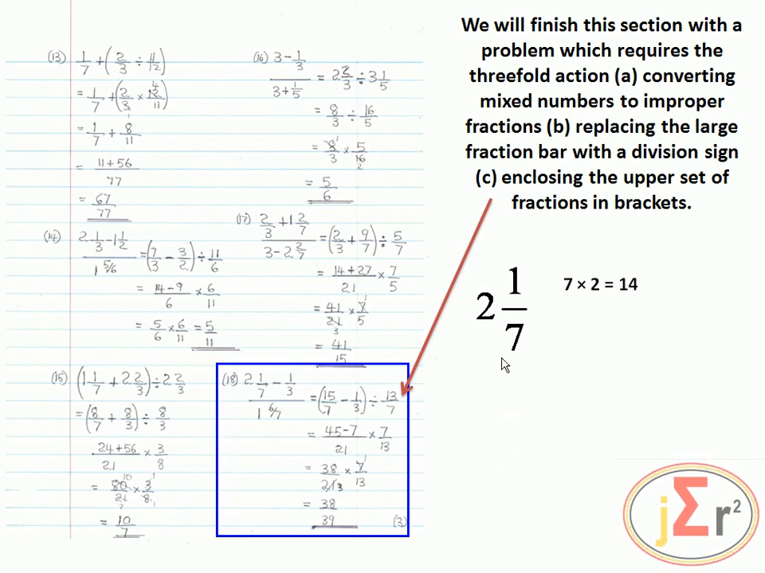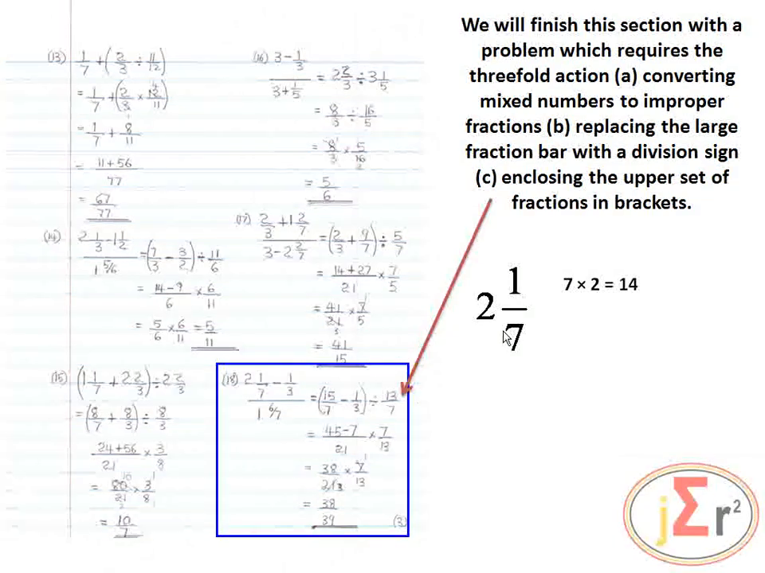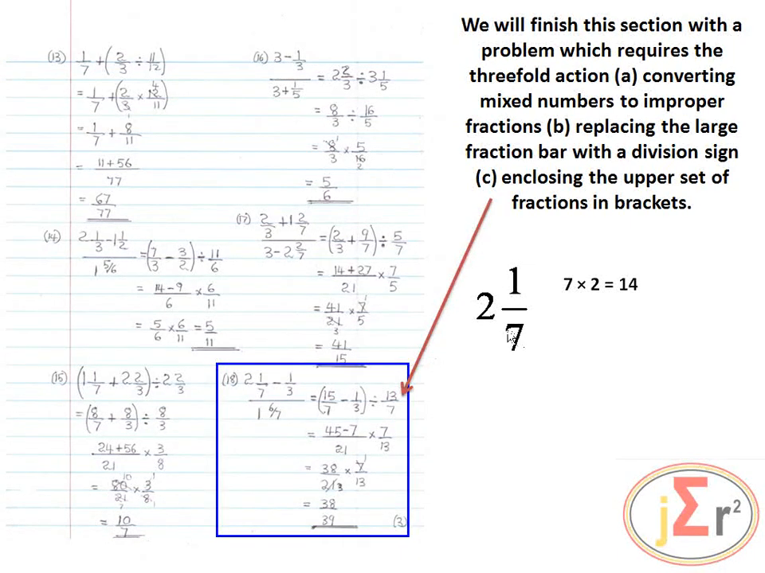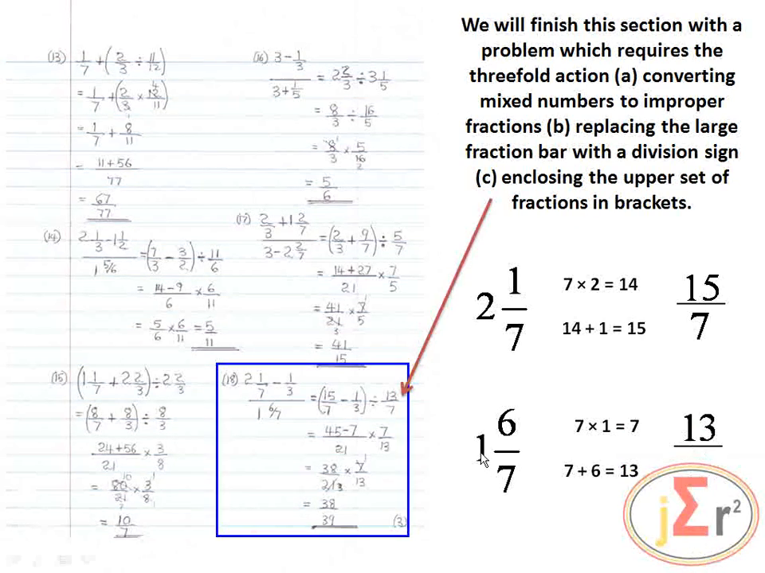And for the 100th time, let us convert a mixed number to an improper fraction. So 7 2s are 14. 14 plus 1 is 15. 15 over 7. What about another one? Do we have another? Yes. Hopefully we do not have any other after this one. We have 7 1s are 7. 7 plus 6 is 13. 13 over 7. Very nice.